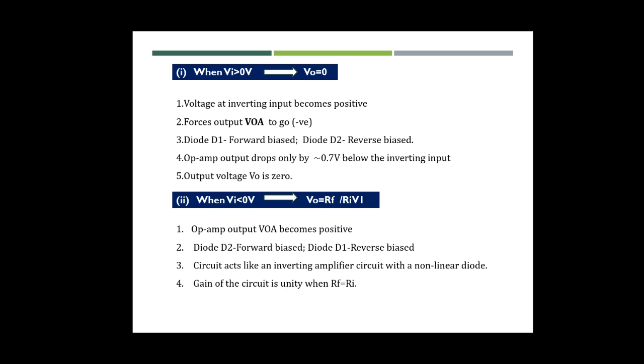The output voltage V0 is 0, and when Vi is less than 0 volt, the op-amp output VOA becomes positive, forward biasing the diode D2 and reverse biasing the diode D1. The circuit then acts like an inverting amplifier circuit with a non-linear diode in the forward path. The gain of the circuit is unity when RF equals RI.